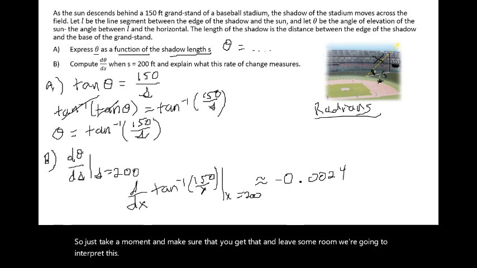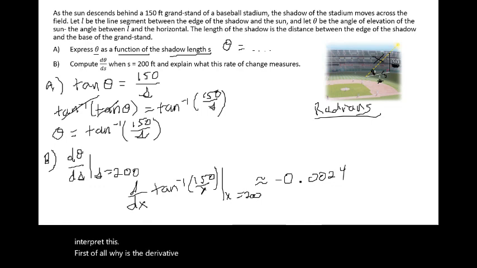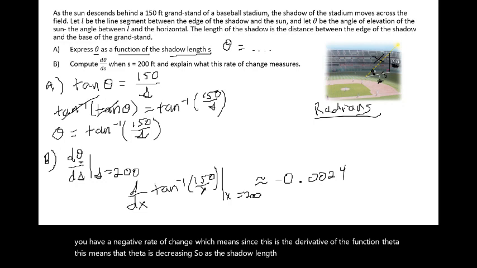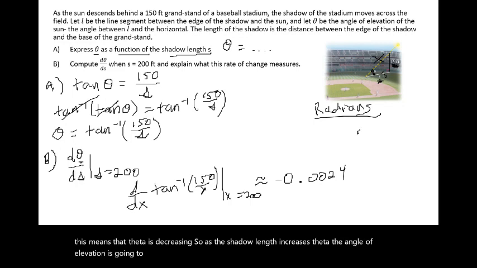First of all, why is the derivative negative? Remember, if you have a negative derivative, that means you have a negative rate of change, which means since this is the derivative of the function theta, theta is decreasing. So as the shadow length increases, theta, the angle of elevation, is going to decrease. So here's your interpretation.